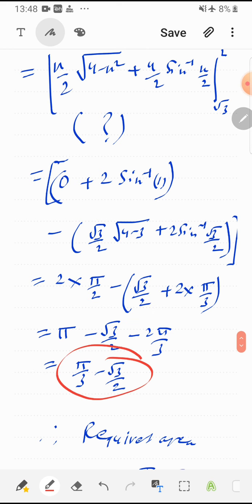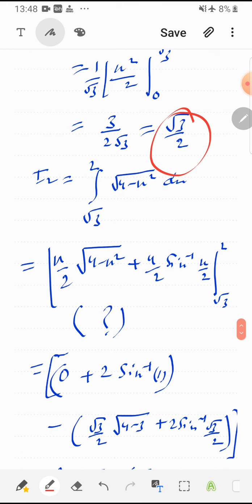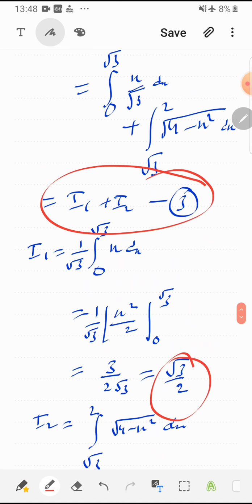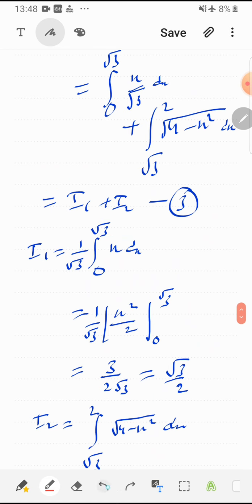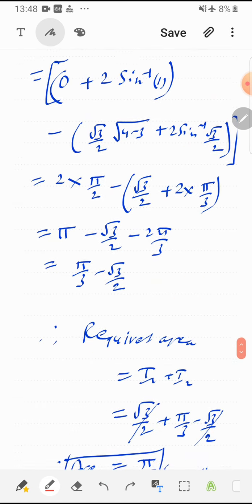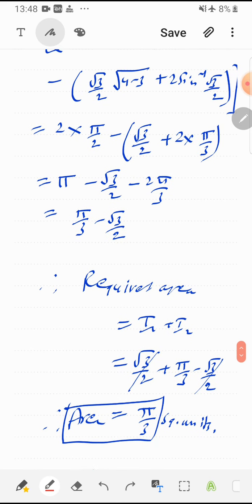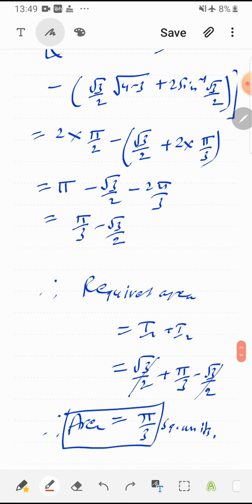So putting this value and this value in equation number 3, clearly root 3 by 2 will be cancelled out, and we are left with pi by 3. So result is pi by 3 square units.